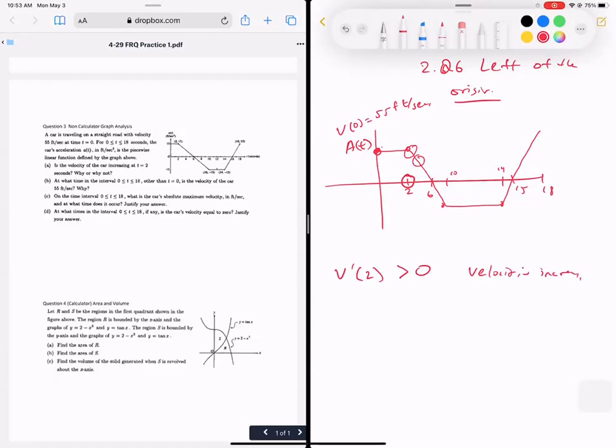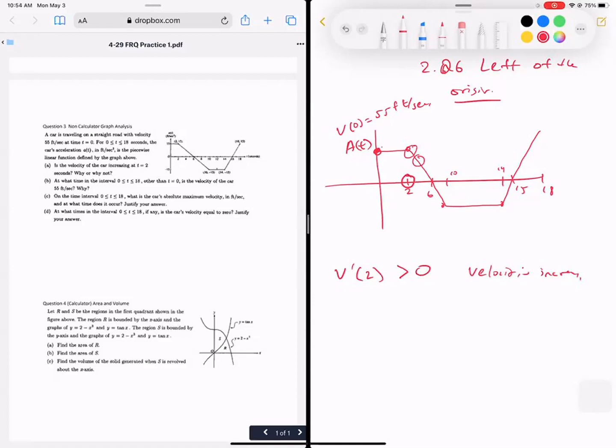Does anyone need me to clarify 3A? Naman, are you okay with this 3A part? Yeah, I'm good with this. Okay, good. Hopefully, me explaining it makes a lot of sense.